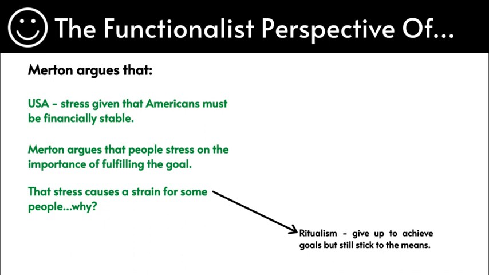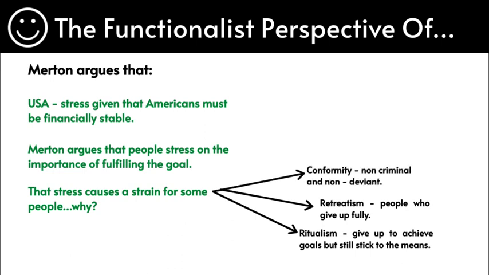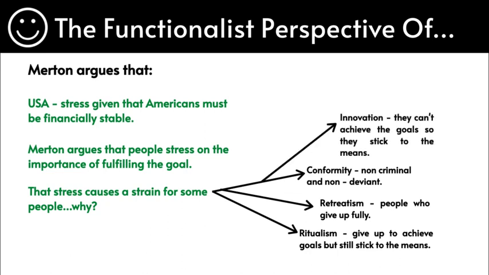First is ritualism. They give up trying to achieve their goals but still stick to the means. They're like, okay, we've got these goals, but we just can't achieve them. Full stop. Retreatism is people who just give up fully. They're just like, okay, I just don't really care. The other one is conformity. They're non-criminal or non-deviant, so normal citizens who just do not commit any criminal or deviant activities. Whilst we have these innovationists, that's what I was on about. They can't achieve the goal, so they go to these illegal ways just so they can fulfill these goals.